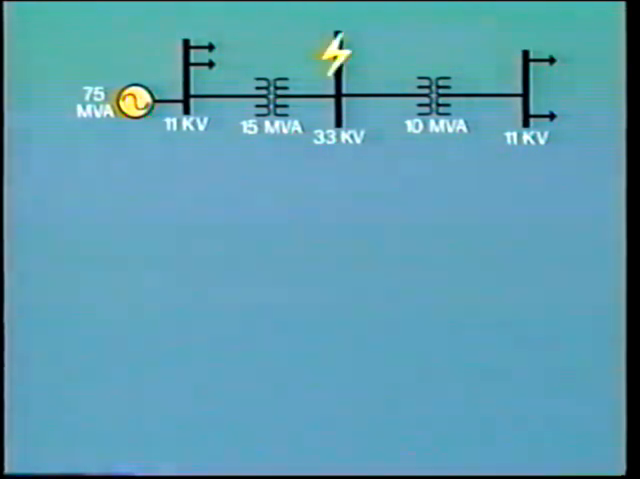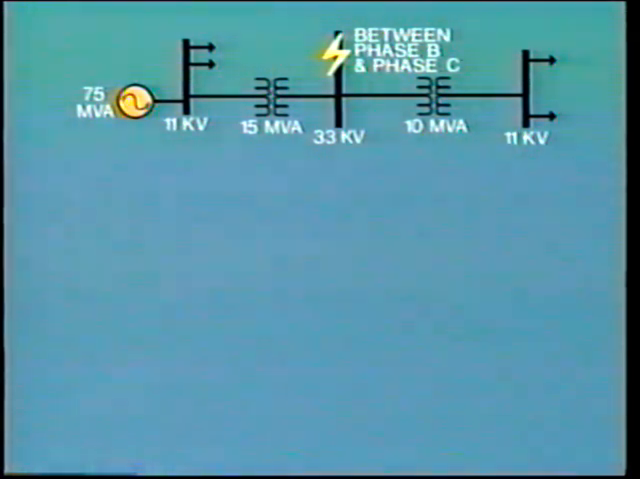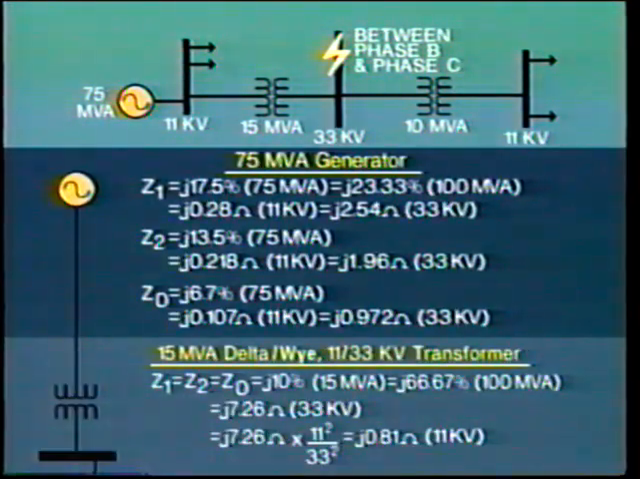First, let's look at a fault occurring on the 33 kV bus. The fault consists of a short circuit between phases B and C. This is a phase-to-phase unbalanced fault. In order to calculate the value of fault current, we will need to take into consideration the impedance values for the generator and transformer.